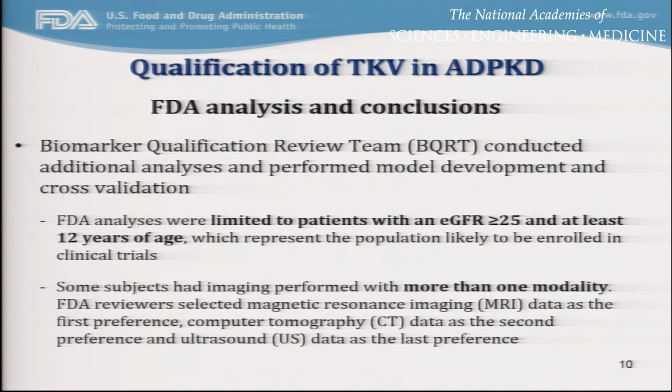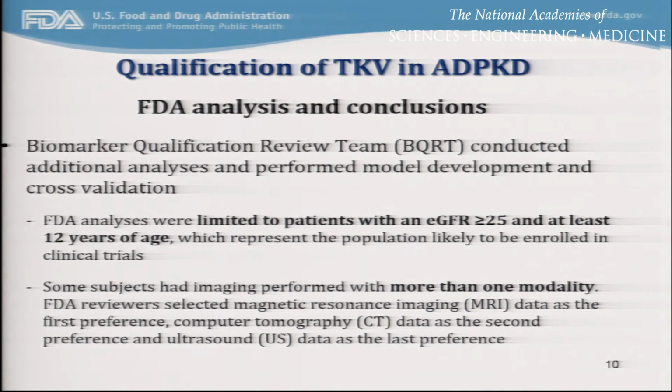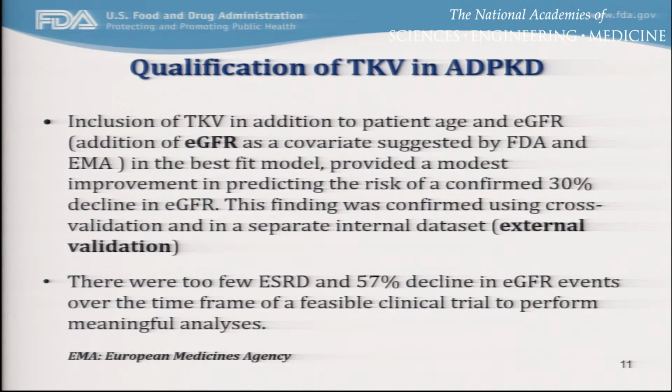The patient population that was used was trimmed down to limit it to patients who represent populations likely to be enrolled in clinical trials. Also, there were imaging modalities used, which were more than one. So there was a preference that FDA reviewers showed in choosing the MRI data over CT data over ultrasound data as the data became available. Also, FDA as well as EMA suggested addition of eGFR as a covariate.